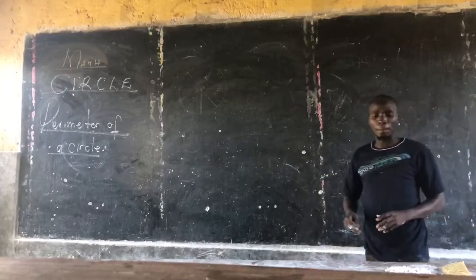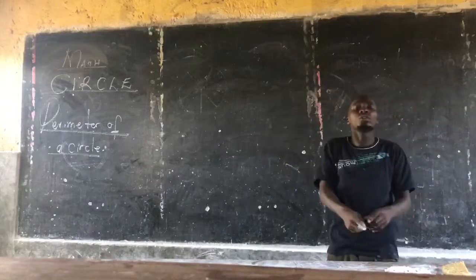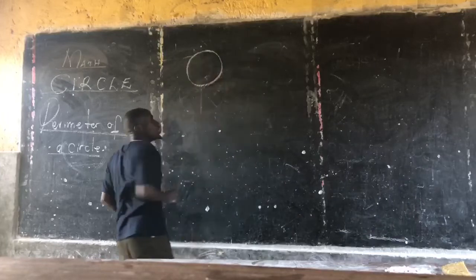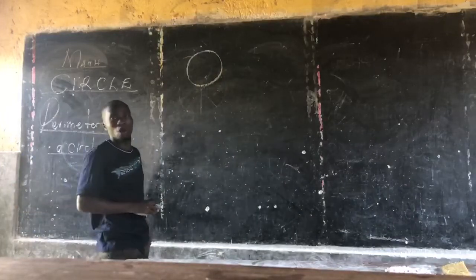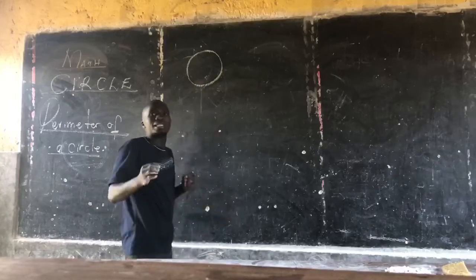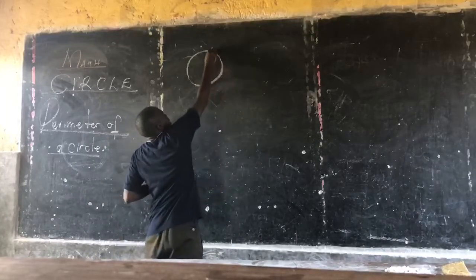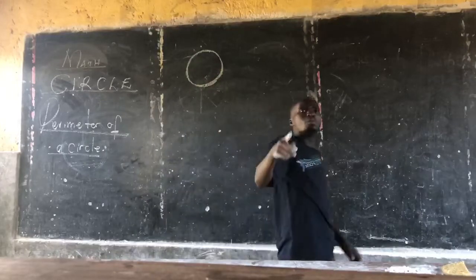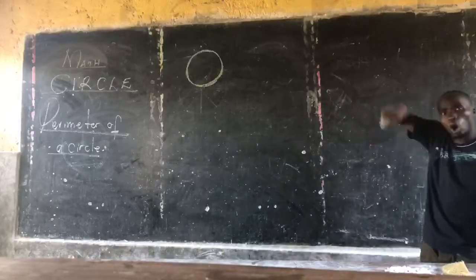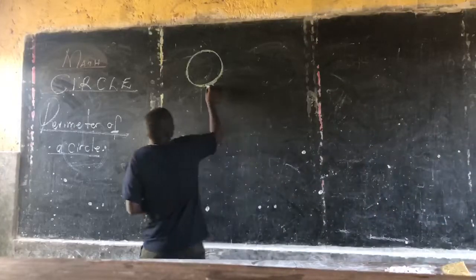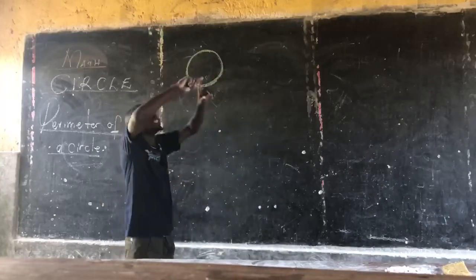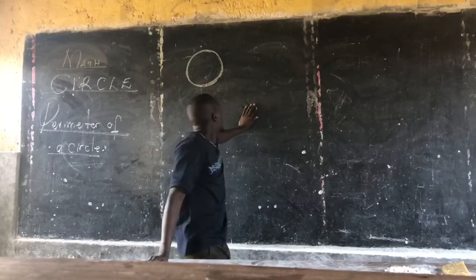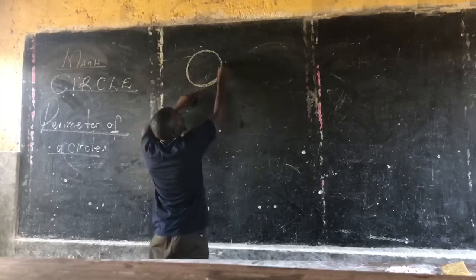First of all, what's perimeter? Perimeter means the total distance around the circle. If this is the circle, perimeter is the total distance around it. You want to move around the whole of the circle. This is the circumference, the distance around the circle.